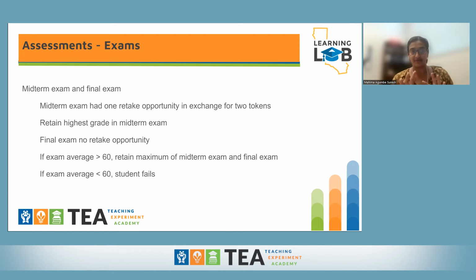Initially, I had a different scheme for exams. Eventually, I went with the exam average. And if that was above 60, I would retain the maximum of the midterm and final. If it was less than 60, that means the student fails, because 60 was the marks that you could achieve if you know core concepts in the course.